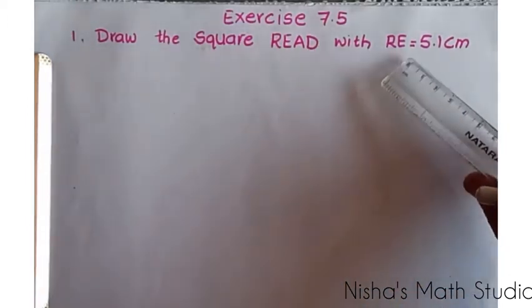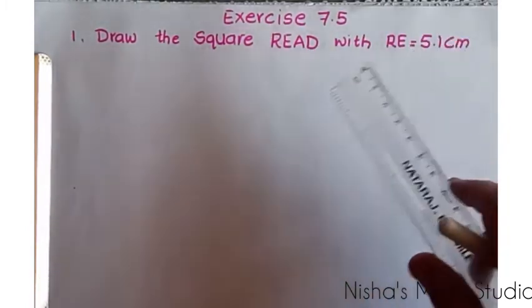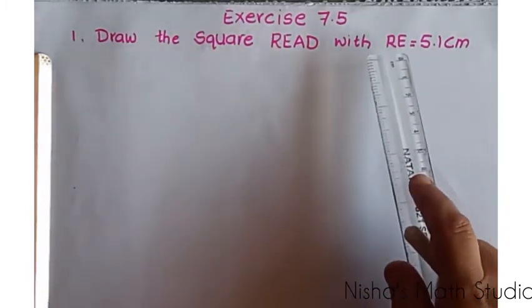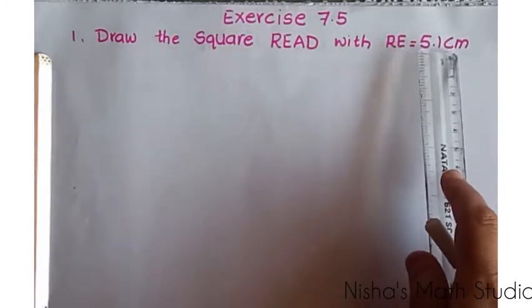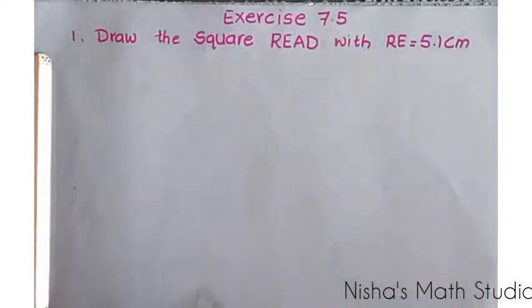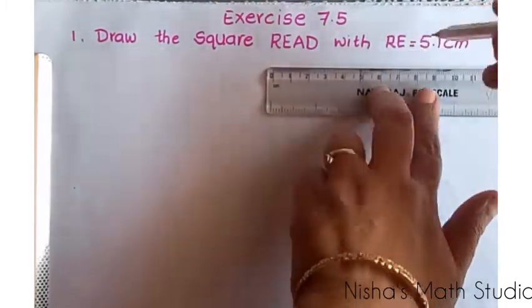Only one side is given, nothing else. No other angles, no other sides. But we know the property of a square. In a square, all the sides are equal. So even though one side is given, all the sides are 5.1 and all the angles in the square are 90 degree. So let's first draw a rough diagram.